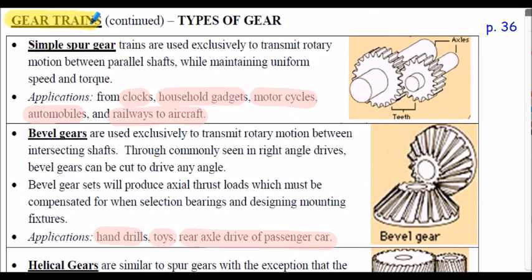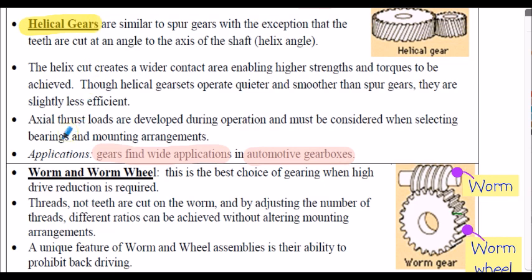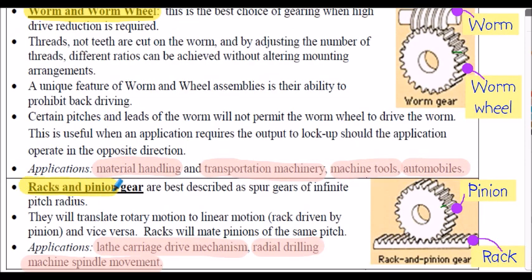Here's an overview of types of gear. So I'm going to let you review this slide at your own pace. Just read the slide. It will describe the different types of gear and give various applications associated with each particular gear. Sometimes in an examination you're asked to state types of gear, label types of gear, and give applications of where the type of gear is used. So the types of gear we're considering are the simple spur gear and the bevel gears, helical gears, and the worm and the worm wheel, and finally the rack and pinion gear. So again, I would encourage you just to read this slide and be aware of the information stated.